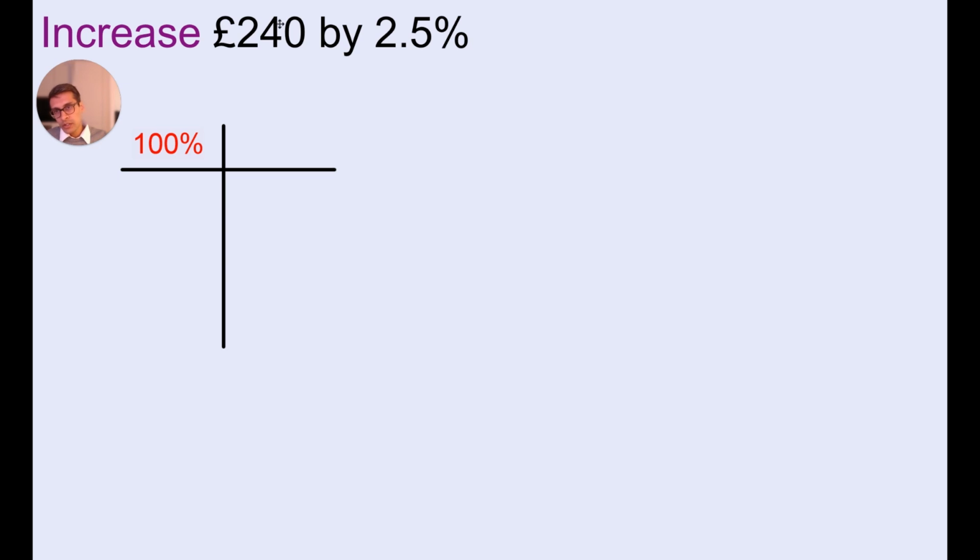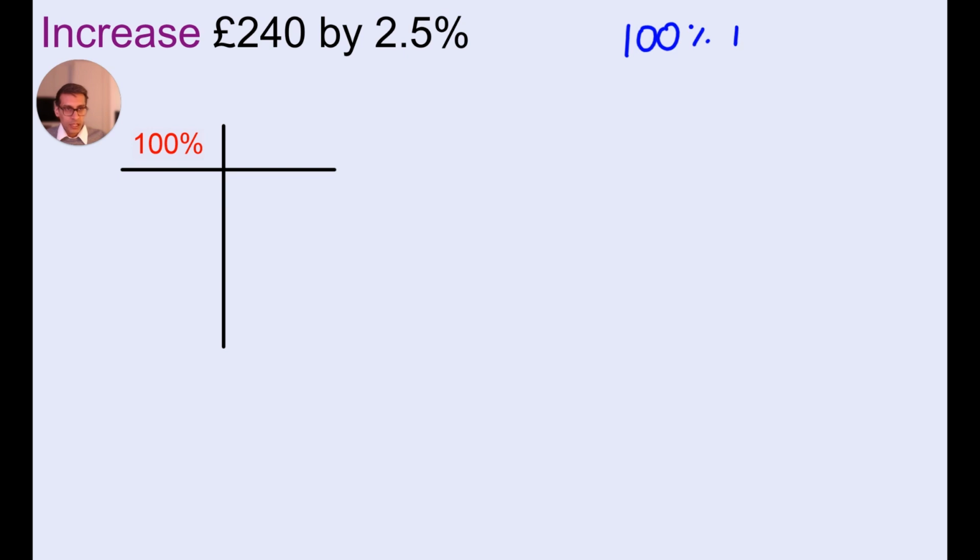Okay, for the next question, we're going to increase 240 by 2.5%. So have a look at how you might do that. First thing you want to do is work out what the new percentage is that we're working out, and then we're going to use the table method this time. Okay, so here comes the solution.